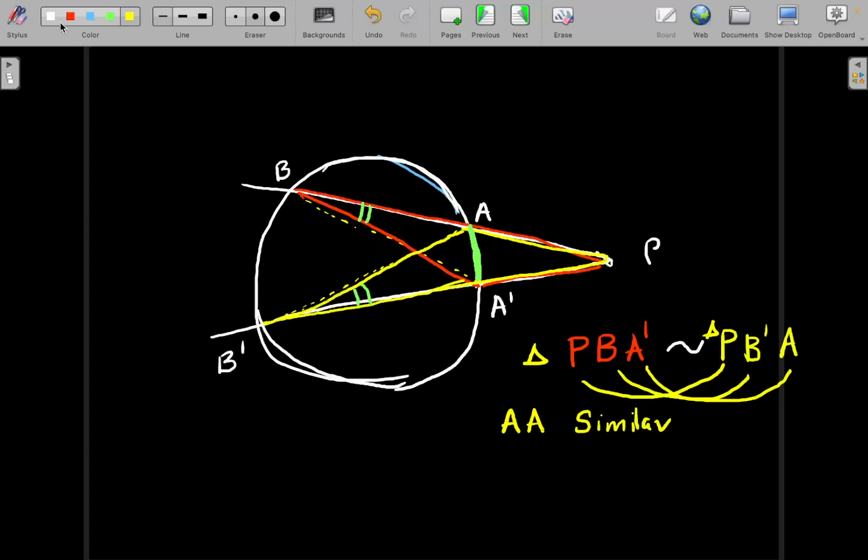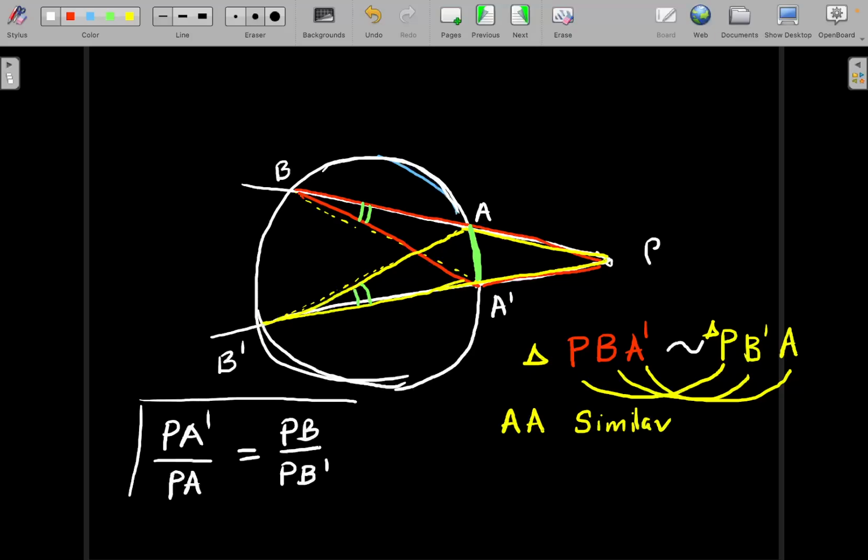Now all that remains to write down is the consequence of this similarity. So you can see now PA dash upon PA is equal to PB upon PB dash, and I think that's all that I shall need.